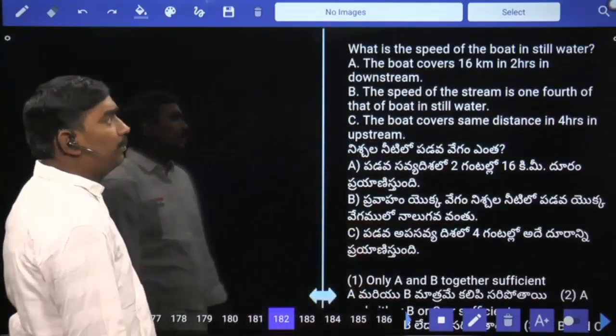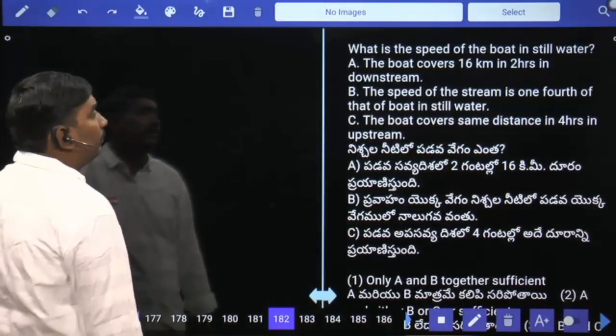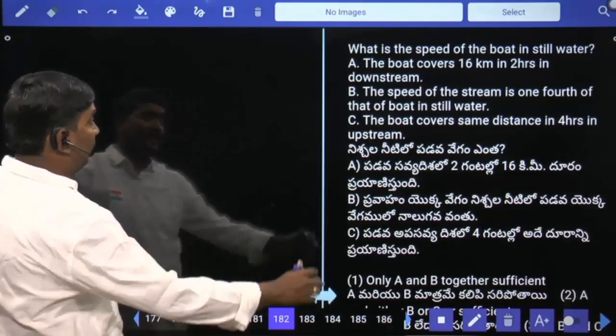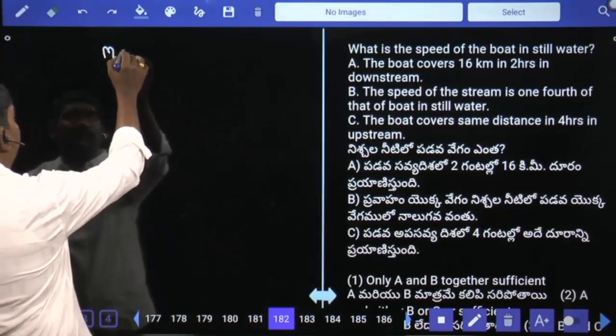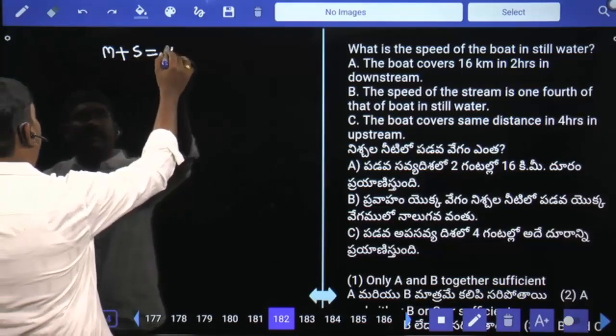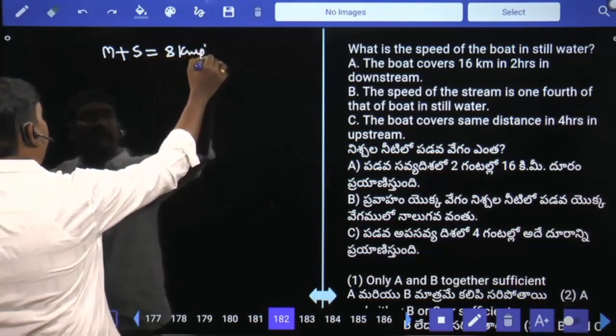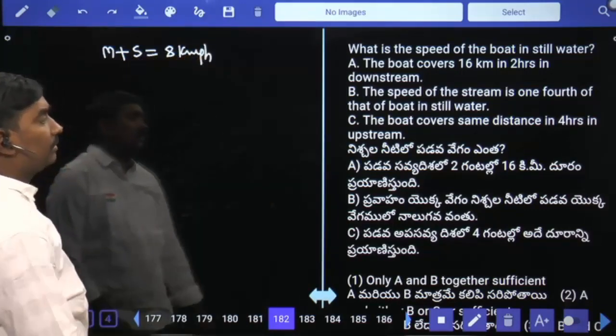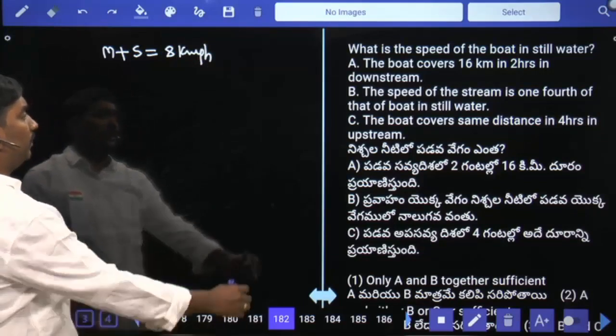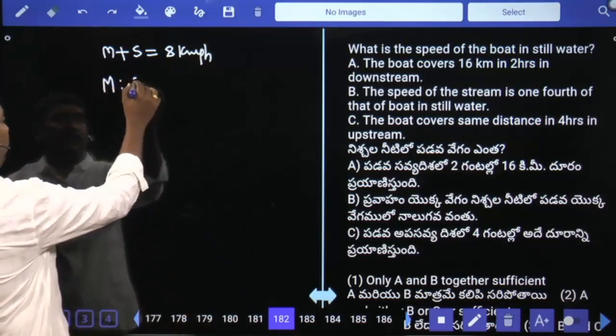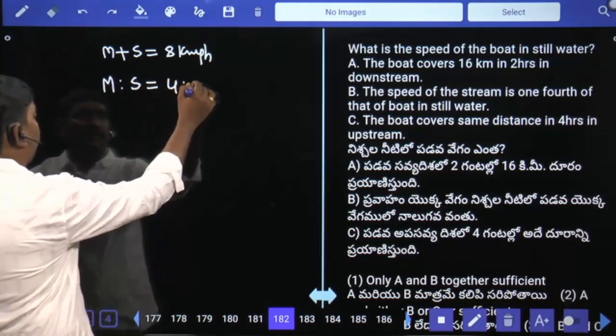What is the speed of the boat in still water? They ask for the M value. The boat covers 16 kilometers in 2 hours downstream, so downstream speed is 8 kmph. Speed of the stream is 1/4 of the speed of the boat in still water, so M and S are in the ratio of 4:1.